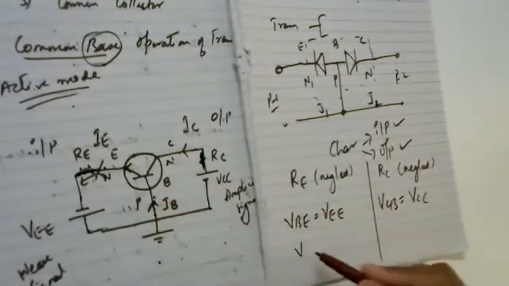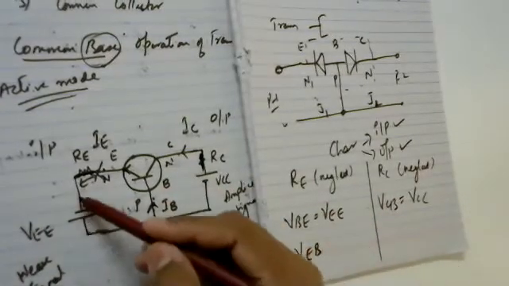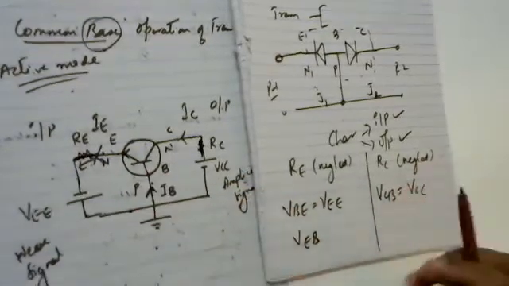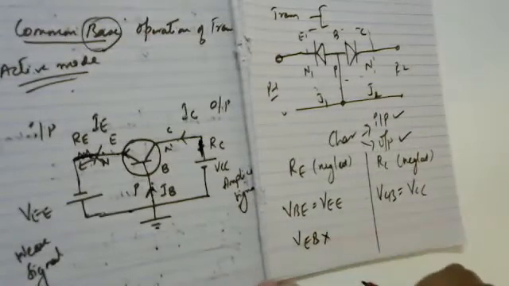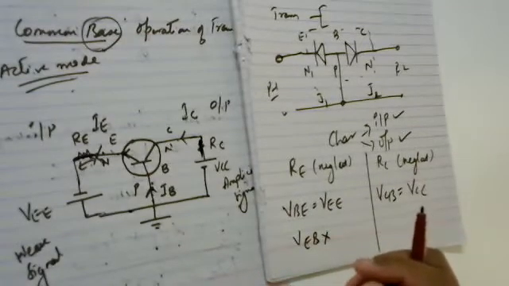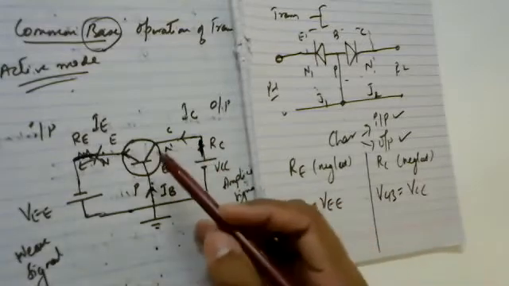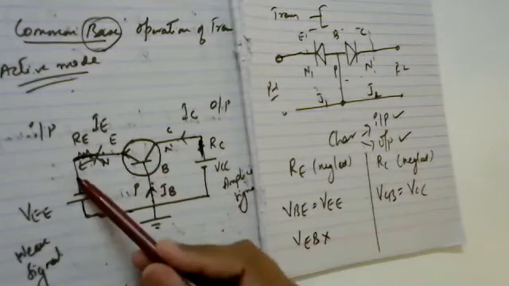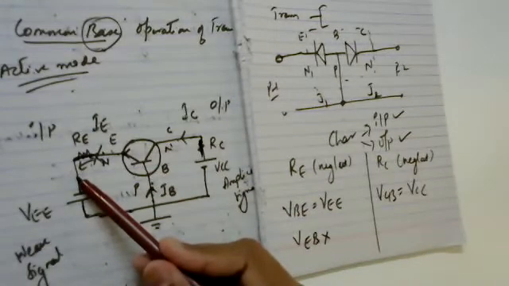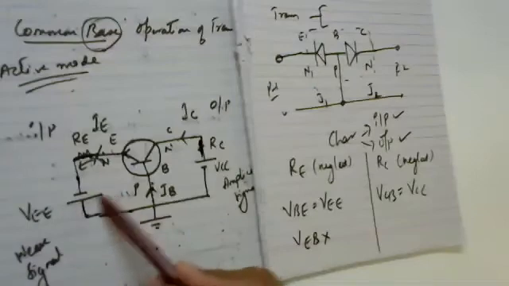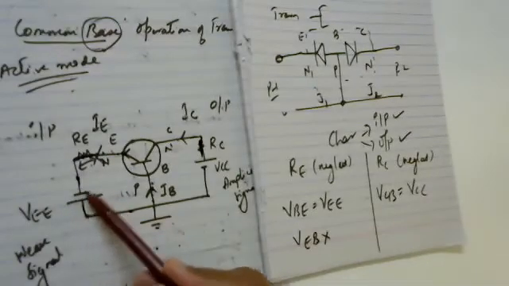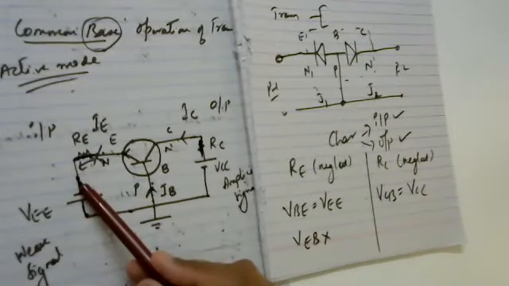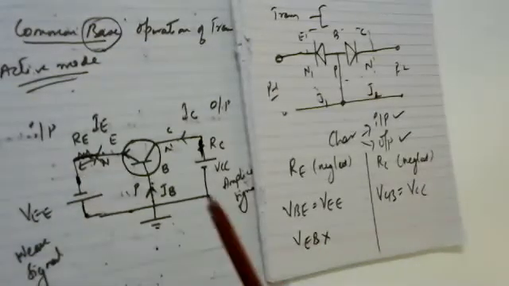Now you may be feeling that, sir, is it possible to write VEB, something like this? No. If I write this VEB, then it is wrong. Why? Because here base is at higher potential compared to your emitter. So it has to be written as VBE only.